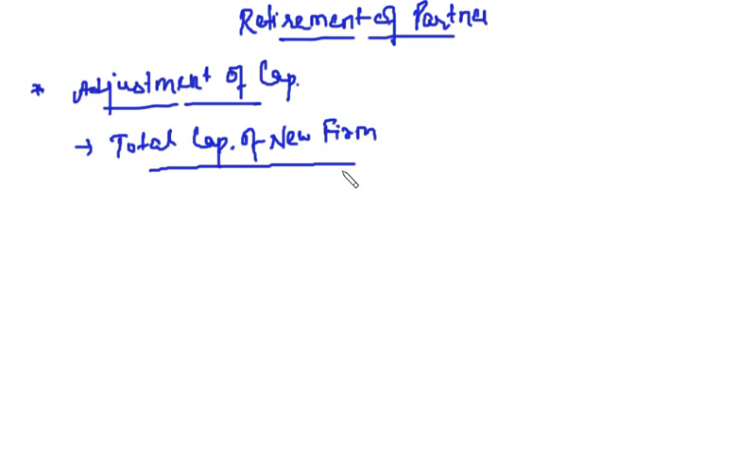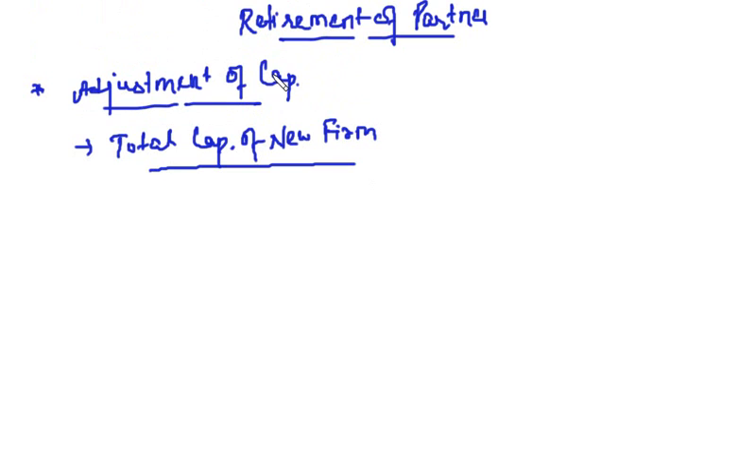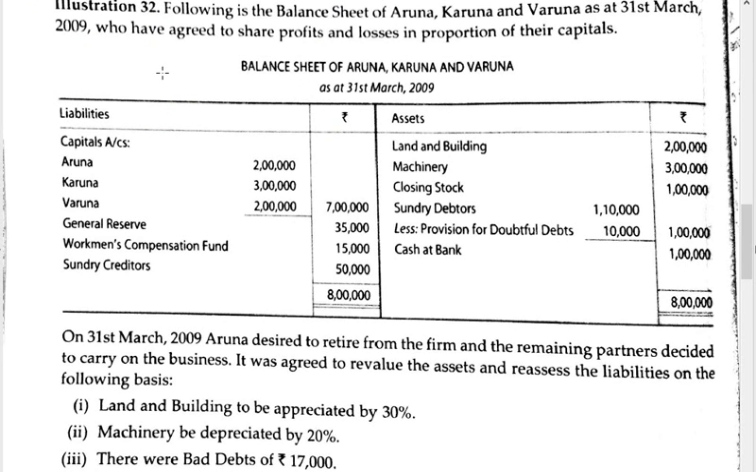So in this lecture, I am going to discuss a practical problem on this, a full-fledged practical problem. Let's see the practical problem. If you have to go through the concepts, please go through the last two lectures. Then you will be clear about the concepts, and then this question will be very easy for you. Let's see. They say the following is the balance sheet of Aruna, Karuna and Varuna as at 31st of March 2009, who have agreed to share profits and losses in proportion of their capitals.